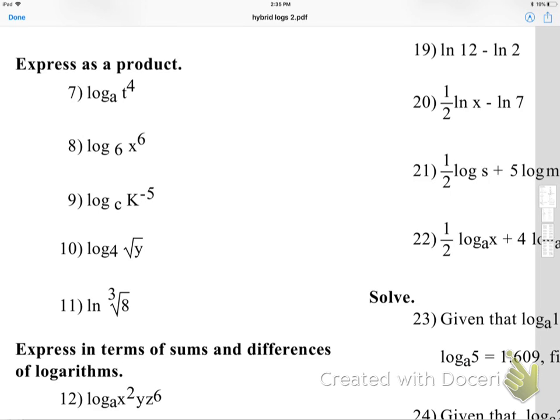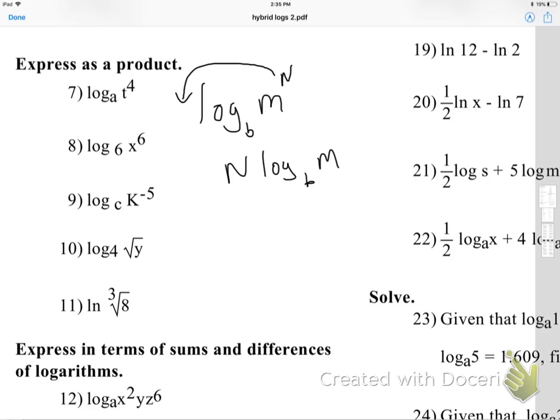So, final slide. Okay, the power rule. Now, this is probably the easiest one of the lot, and it's this. Log to base b of m to the n, you just bring that n to the front. So that is n log base b of m, okay? That's fairly straightforward. Can you see if I just bring that 4 to the front, that's going to be 4 log to base a of t.